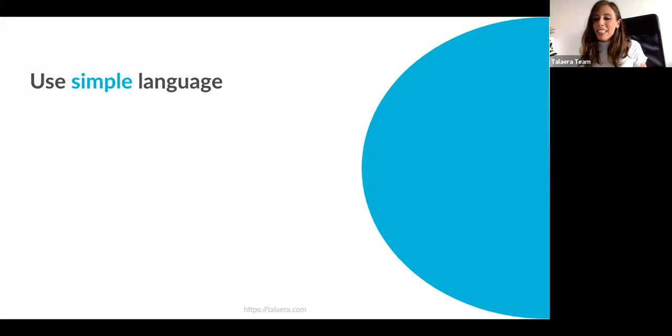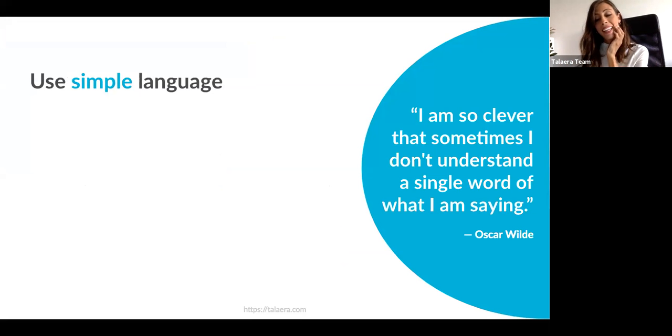What do I mean by using simple language? So, okay, I pick one topic at a time, but then I read the other day this quote by Oscar Wilde. It says, I am so clever that sometimes I don't understand a single word of what I'm saying. And this has happened many times. I'm checking some of the writings from my students and I really cannot understand what it says.